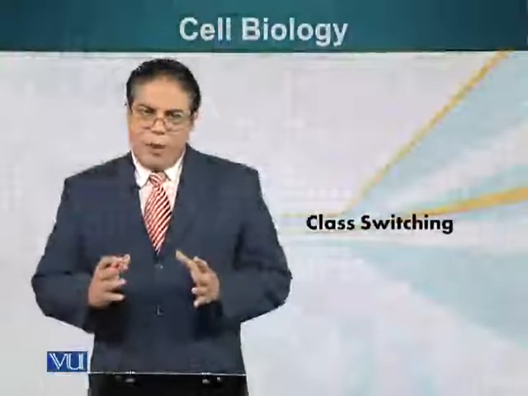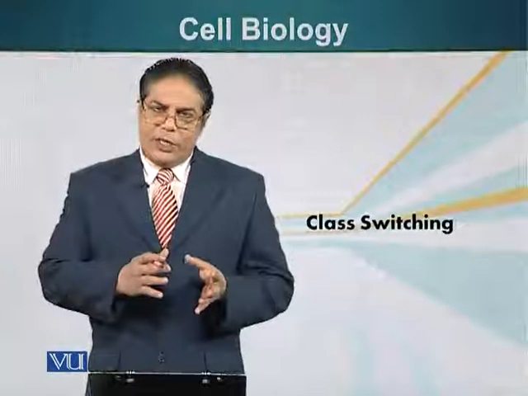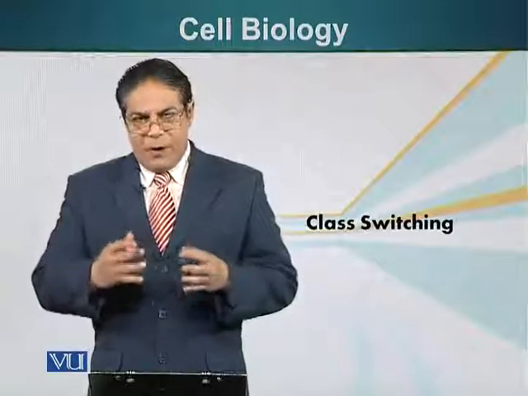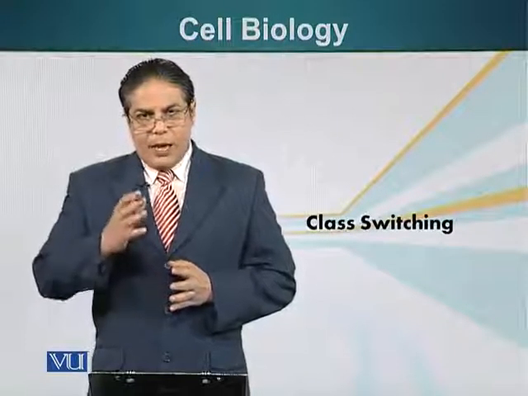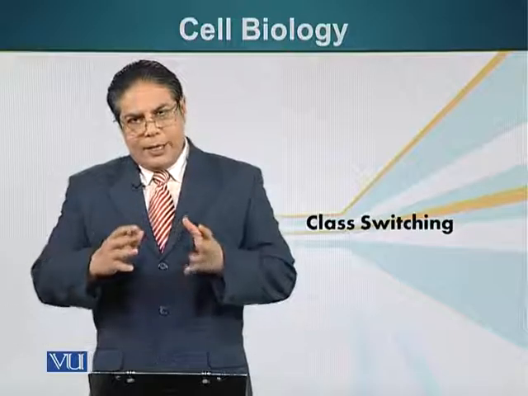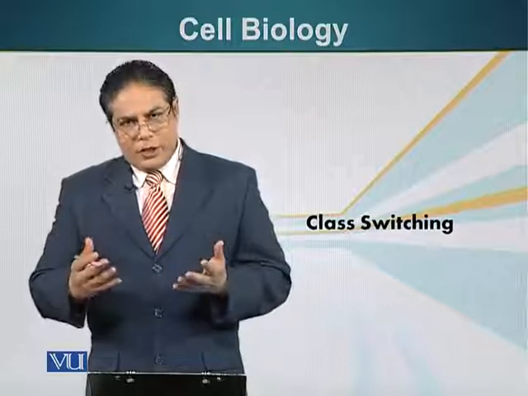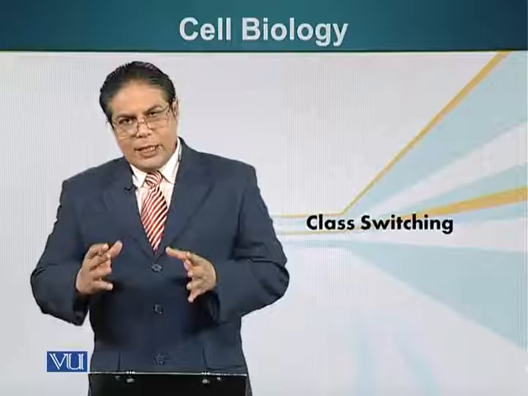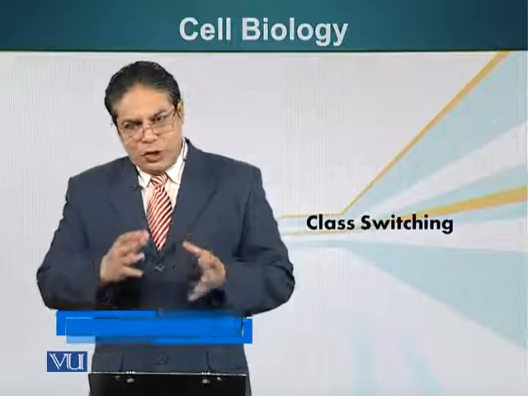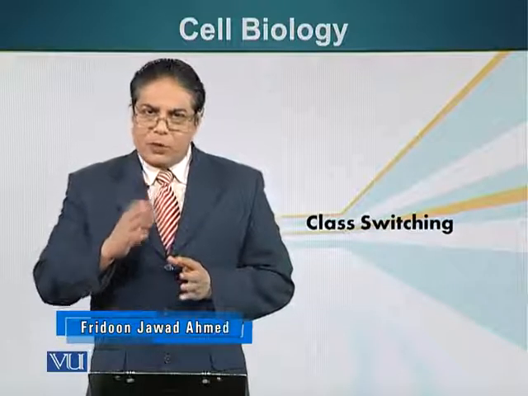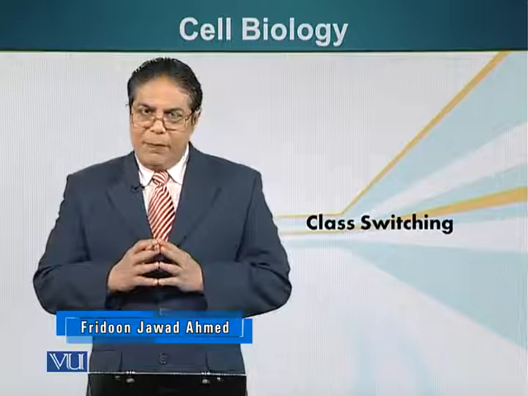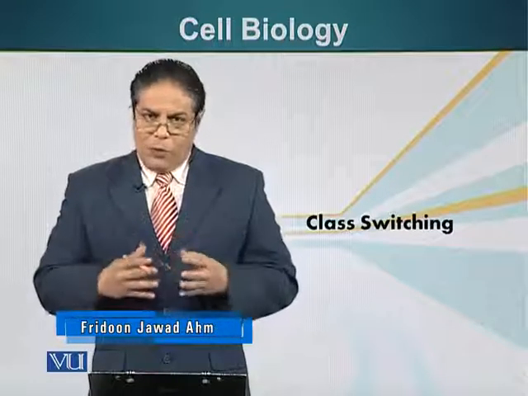So far, we have talked about how diversity is generated in the variable region of the antibody. Additionally, I told you that there are several different classes of antibodies. So B cells have the ability to switch classes. This process also happens at the DNA level. That will be the topic of this module.